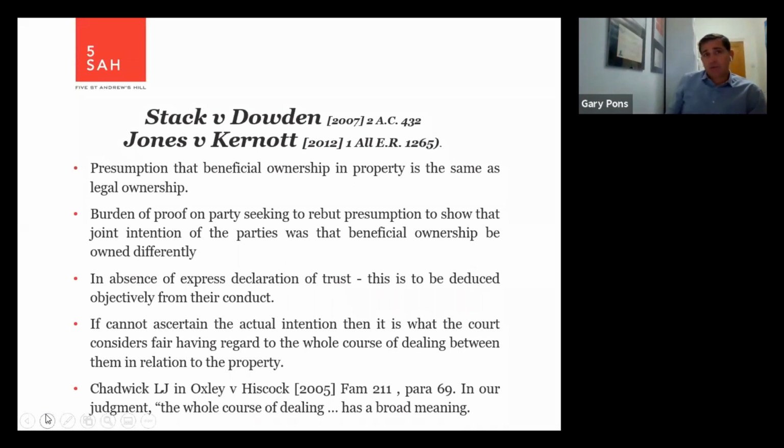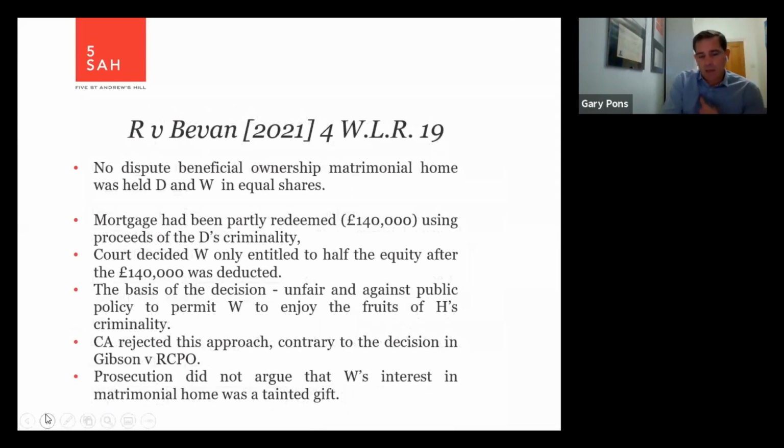If the court is unable to determine, which is often the case, how the parties had agreed that their beneficial interests will be held, then the task of the court is to ascertain their actual intention, to look at what the court considers is fair, having regard to the whole course of each party's dealings in relation to the property. So that deals with disputes about ownership. But what about where there are no disputes of ownership? You would think, wouldn't you, that they're an easier case to resolve. But the next slide, the case of Bevan, tells us that that's not always the case.